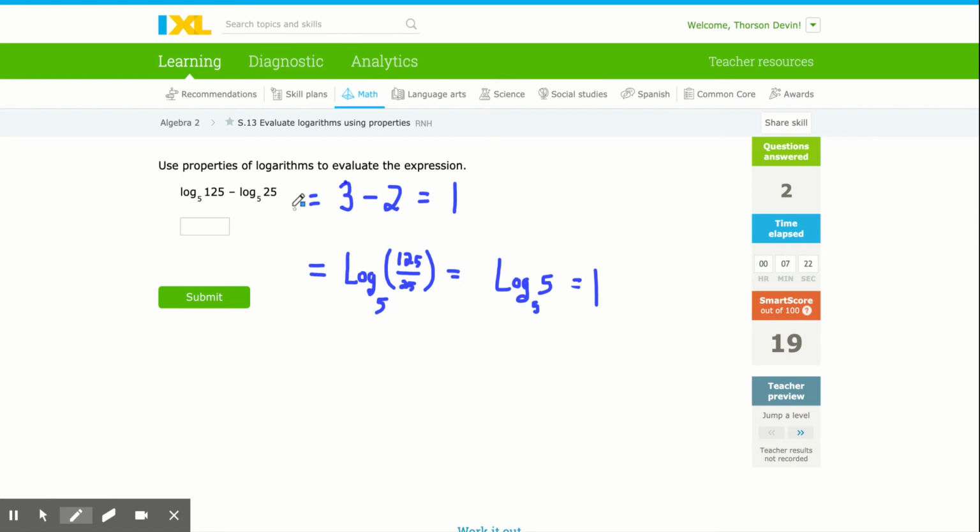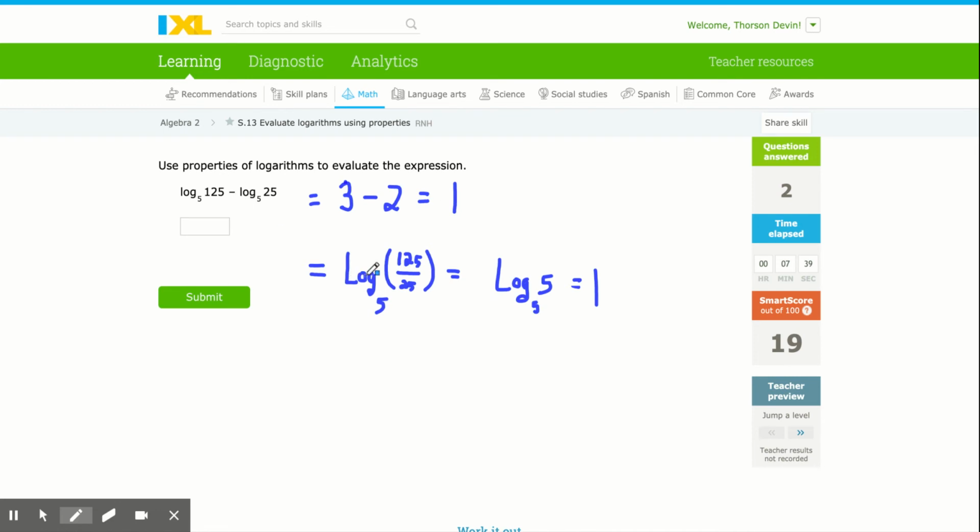Again, this is a fairly easy one. You could do it one of two ways. Realizing 5 raised to the third power is 125, so that first logarithm is just a 3. The second logarithm, log base 5 of 25, well, 5 raised to the 2 power is 25, so that's 2, and 3 minus 2 is 1.